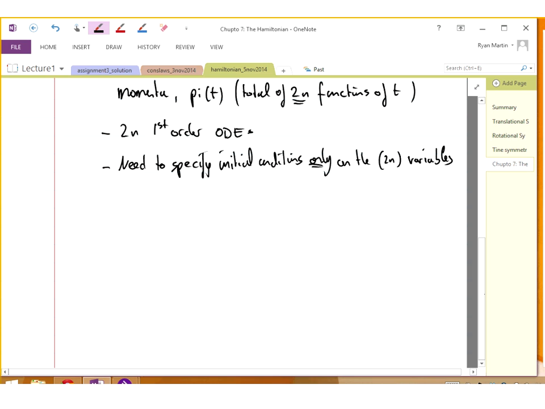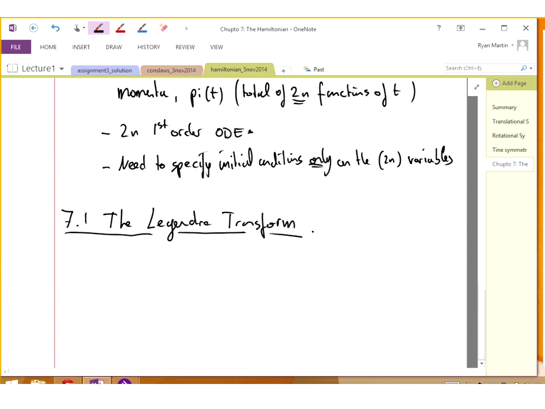Okay, so that's the introduction. So we're going to do an aside now on what's called the Legendre transform. So this is section 7.1. So it's going to be a mathematical aside on what's called the Legendre transform. And you've probably already seen this, maybe without knowing so, though. It comes up in technically chemistry, but thermodynamics, when you calculate different quantities.